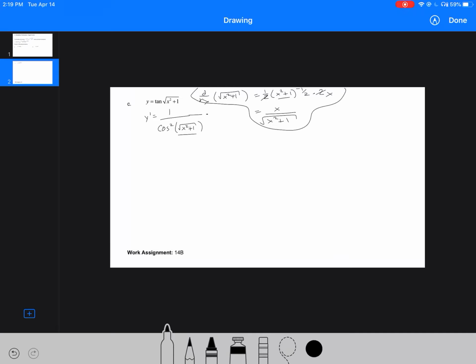So now, put this in a little bubble here, now I'm going to multiply by that derivative of my inside function so that I've fully applied the chain rule, and then I can write my final derivative with all of the pieces together. So x over the root of x squared plus 1 times 1 over cos squared of root x squared plus 1.